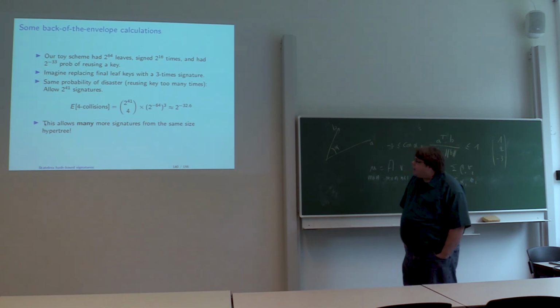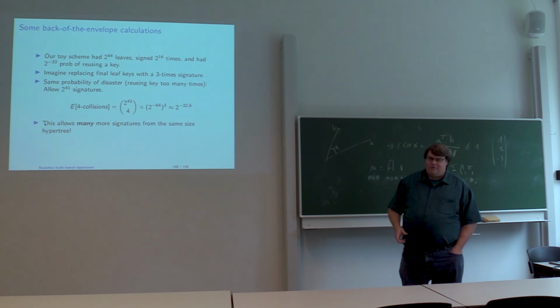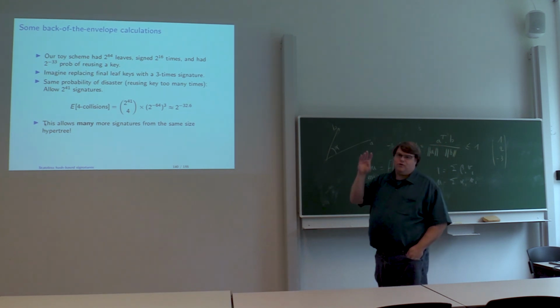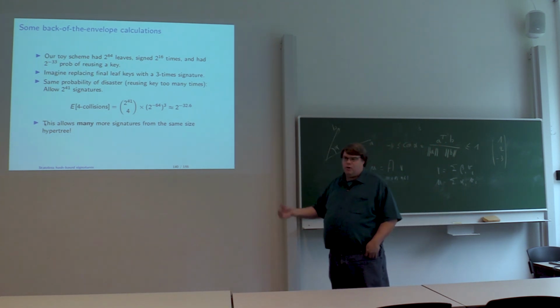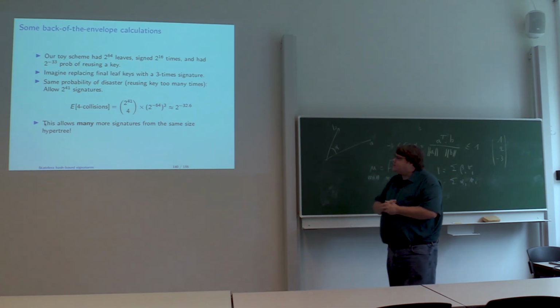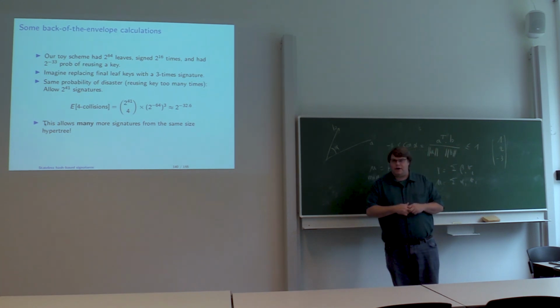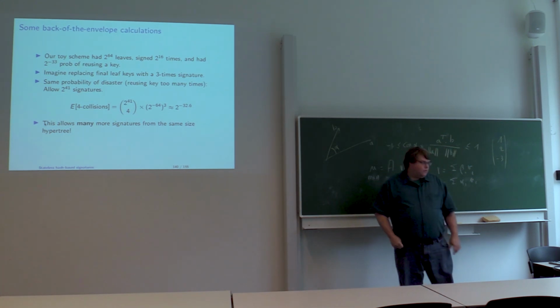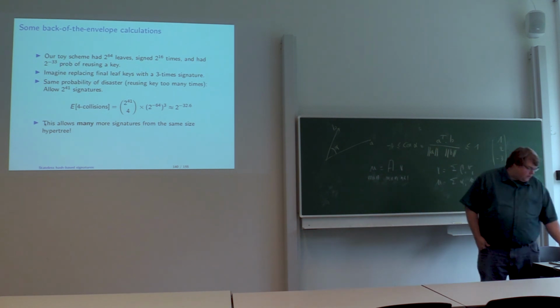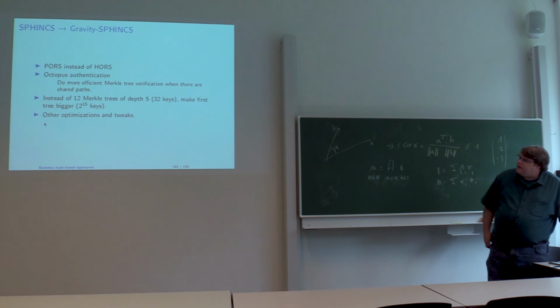Okay. So you're really just saying how many K-tuples there were, how many triples, how many quadruples, and then what's the probability that any one quadruple all hit the same place. Okay, and so the idea is this lets you have many more signatures in the same hypertree. And that's a huge advantage. Sphinx did that, and then Sphinx Plus and Gravity Sphinx also did the same thing.